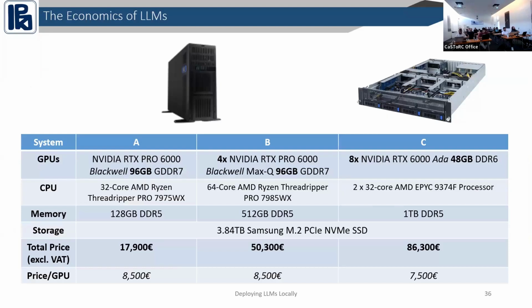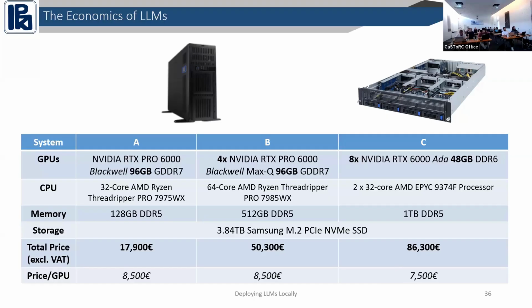If you want to do some local deployment of LLMs, you can set different price points depending on the capabilities you might want your infrastructure to have. So the first one, the simplest one that we could build ourselves, is one RTX Pro 6000 Blackwell GPU, 96 gigabytes of RAM. So this is quite decent. And this one effectively starts at 17,000 euros. Well, 18,000, I would say. And the price per GPU here is 8.5K euros. So this is a very good workstation that you can use for your own local deployment.